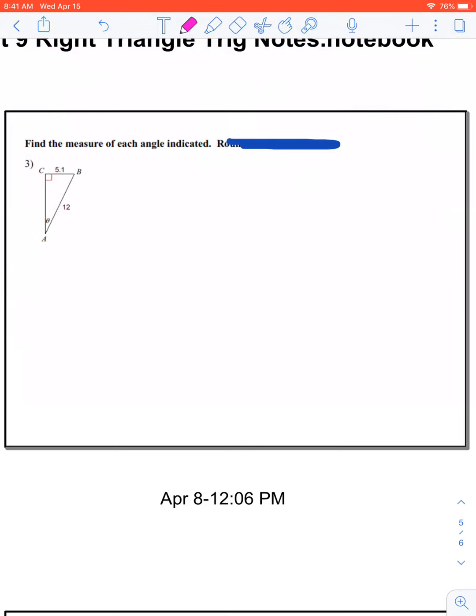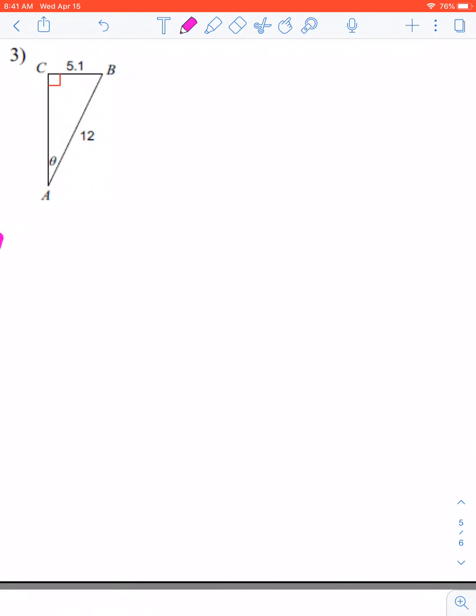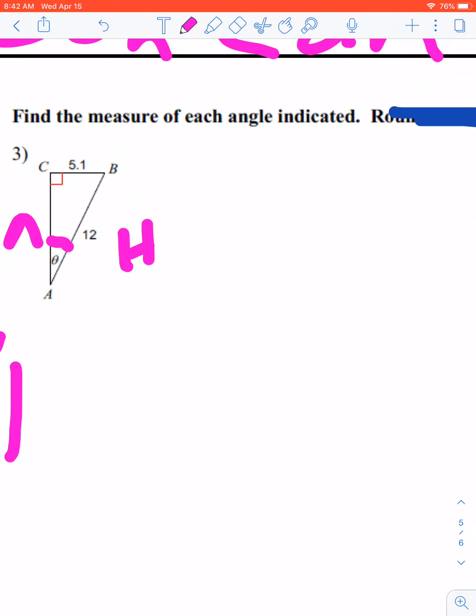So let's look at 3 right here. Right away, I'm going to write SOHCAHTOA at the top because I want to have that memorized. Again, we're only using those 3 trig functions today. So I have my given angles right here. Based on that, this is my hypotenuse. It is across from the right angle, right? Always make that mark. This would be my adjacent, and this would be my opposite. So up there, here, would be my opposite, okay?